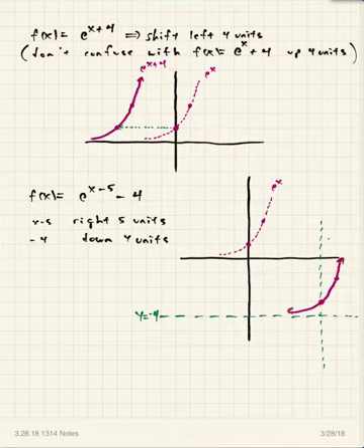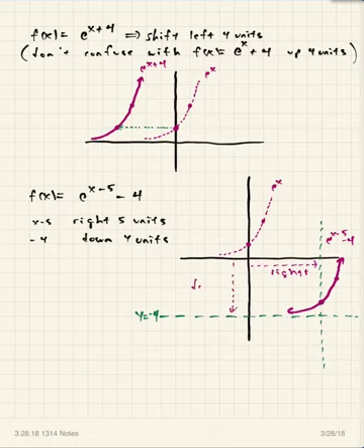Like this. So this is e to the x minus 5, minus 4, like that. Right, so notice again, it's a shift to the right 5, and it's down 4. Like so.